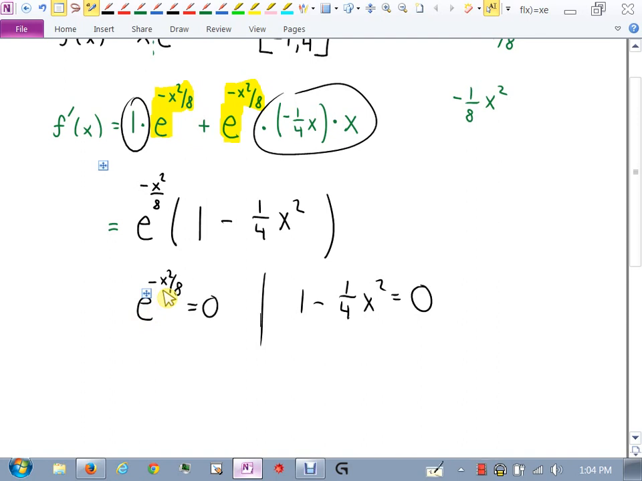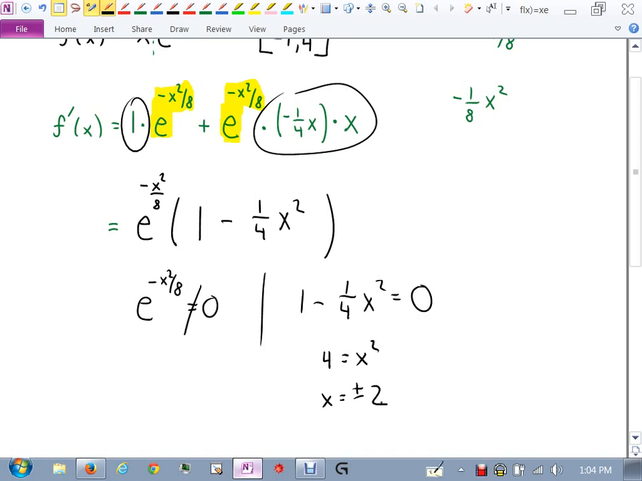What does the function of e to something look like? It's the exponential graph, right? It doesn't ever cross the x-axis, as long as we don't move it up and down, which we haven't because we haven't added any numbers out here. So that's not going to happen. Over here, this is going to turn out to be x squared is 4, so x is plus or minus 2.